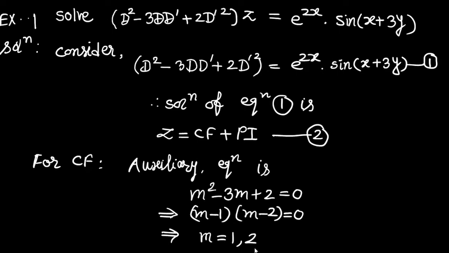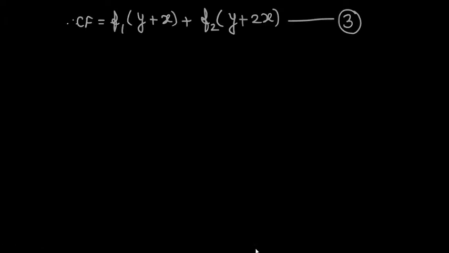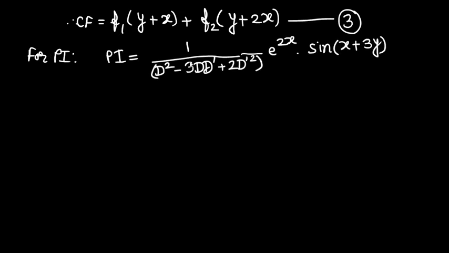Therefore, we apply case 1 for writing CF. f1 of y plus x, instead of m1 here we substitute 1, plus f2 of y plus m2 x, m2 is 2, therefore we write down here 2, and which is the required CF. Now PI equal to 1 upon f of D, D dash into e to the power 2x into sine of x plus 3y. This is the product of two functions of x and y. Out of this, one is an exponential term, therefore we apply here case 4.